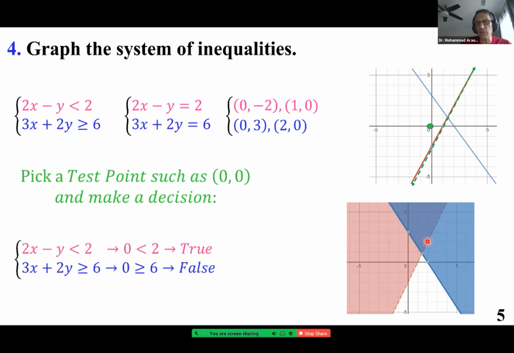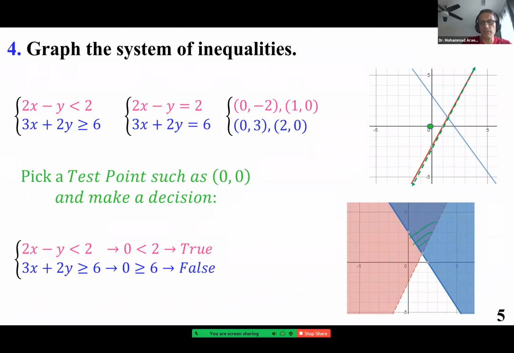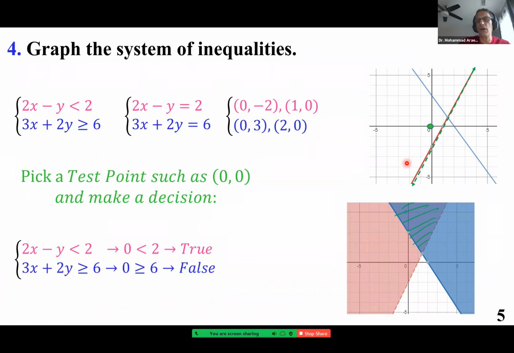This is red, this is blue, and they come together in this region. Notice there are 4 regions, 1, 2, 3, 4. So this is the region that is the solution for the whole thing. This one. Very straightforward. And those lines are called the boundary lines.